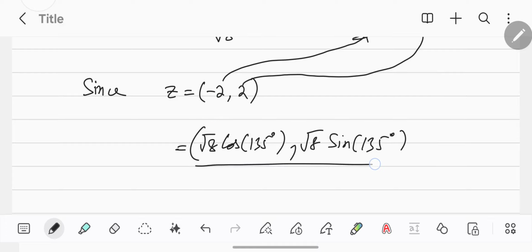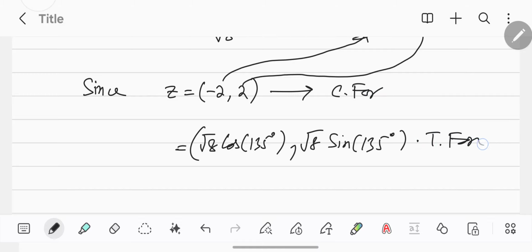So this is called the trigonometric form of a complex number, and this is the Cartesian form, and this is the trigonometric form. Why is it trigonometric? Because it involves trigonometric ratios, cosine and sine. So given any complex number, we can find its angle theta, and we can convert its Cartesian coordinates into polar coordinates.